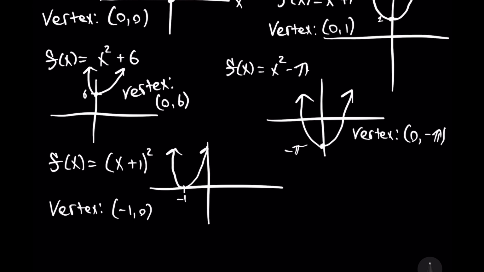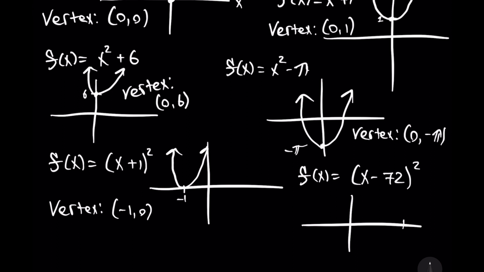Or consider, for example, the function f of x is equal to x minus 72 quantity squared. Roughly speaking, we'll get something like this. So this is 72. And from there, the parabola opens up. So we get the vertex at 72, 0.